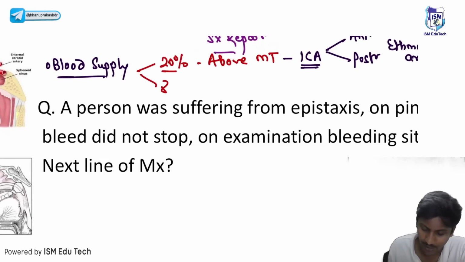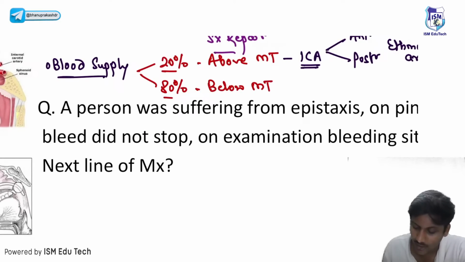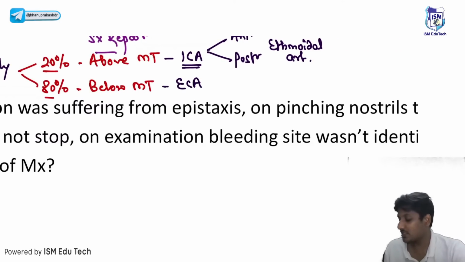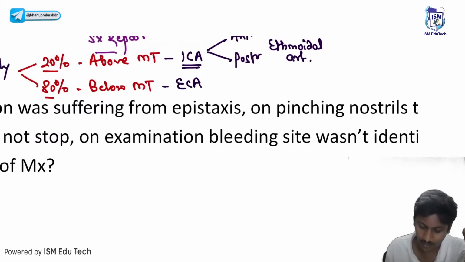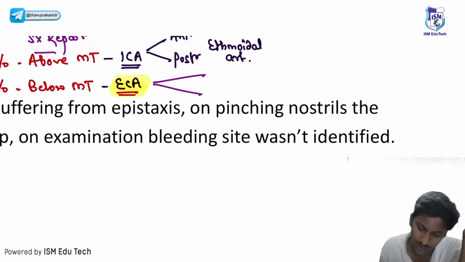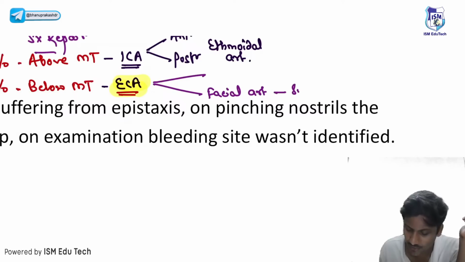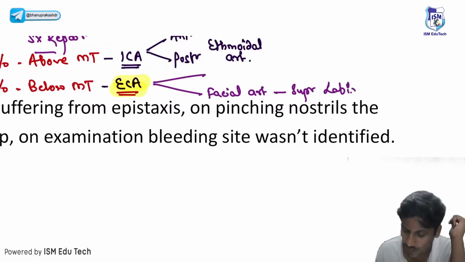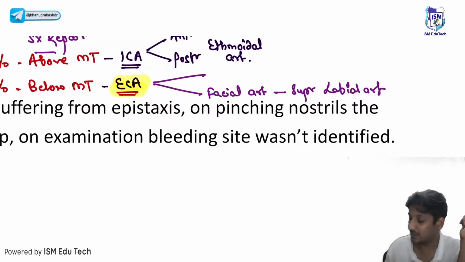Whereas 80% of the blood supply, that means below the middle turbinate, is by the external carotid artery. So if they ask you which is the major artery supplying the nose, now you know the answer. The major artery supplying the nose is the external carotid artery, because it is responsible for 80% of its blood supply. There are two branches of your external carotid artery which give blood supply to the nose. One is the facial artery, and its branch, the superior labial artery, will also supply the upper lip and some part of the nose.